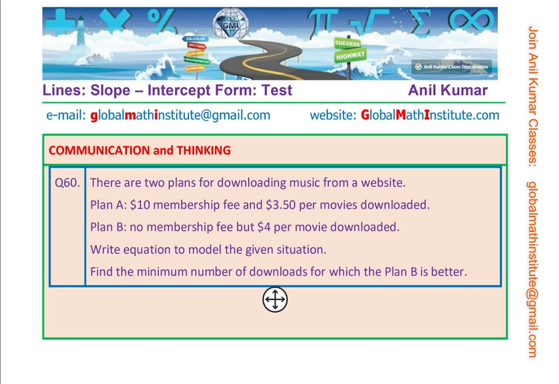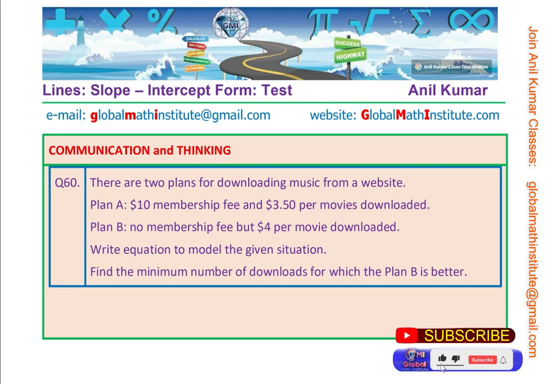The last question here is a word problem. There are two plans for downloading music from a website. Plan A, $10 membership fee and $3.50 per movie download. Plan B, no membership fee but $4 per movie download. Write equation to model the given situation. Find the minimum number of downloads for which the plan B is better.